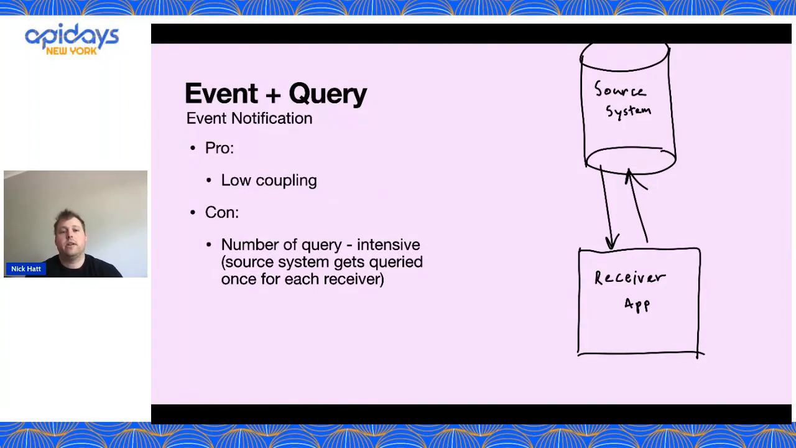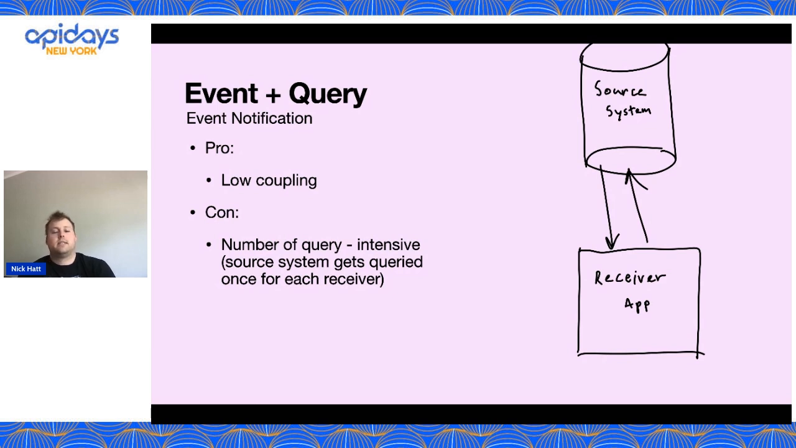The event plus query kind of solves a bunch of those problems. So you get to still have that low coupling that you get from querying, but you don't necessarily have to poll anymore. You can just listen for events, respond to only the ones you care about, and it's a little bit more flexible of an architecture.